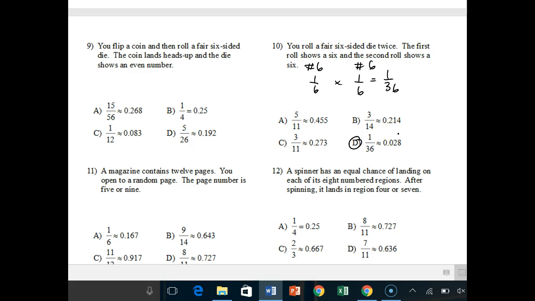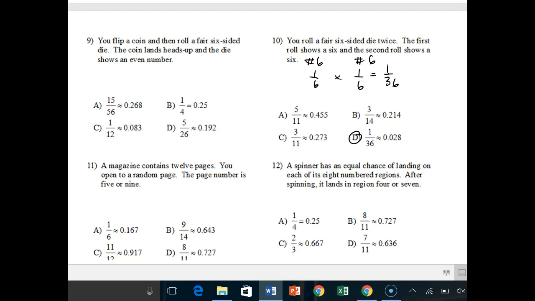That's in theory, right? You could literally today roll a die, get a 6, and roll another die, get a 6, and be like, wait, it only took me 2 rolls, right? Or you could roll a die and it can take you much more than 36. It's all about, this is just the theoretical probability of this compound event.